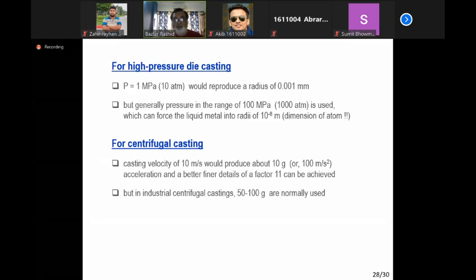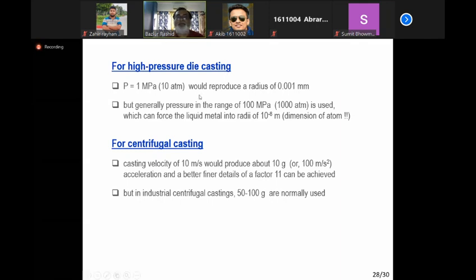In short, if the section is thinner, surface tension will be experienced, and it will tend to prevent the liquid metal from entering the mold. Because of that, we need external pressure to force the liquid metal into the mold cavity. Usually, this is done in two ways. One is called high pressure die casting. That means we are forcing the liquid metal into the mold.